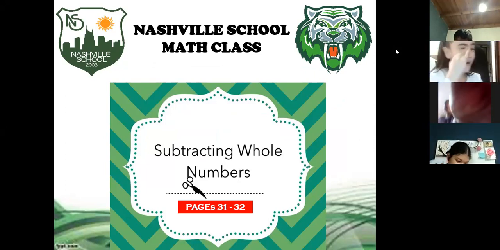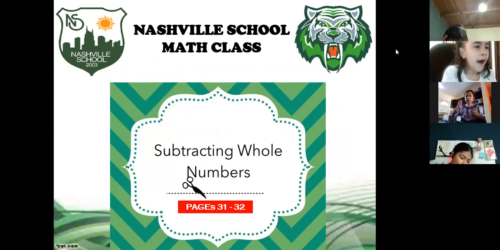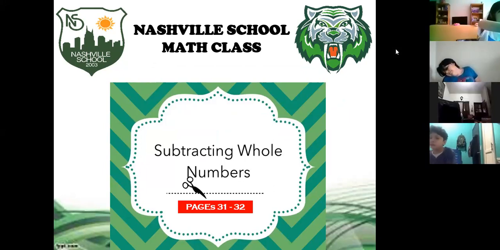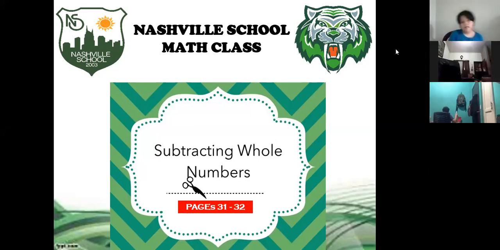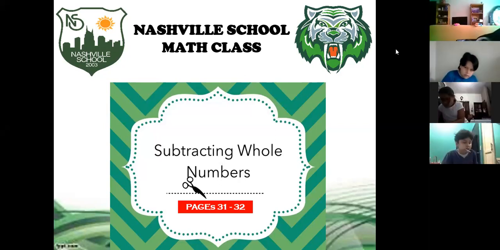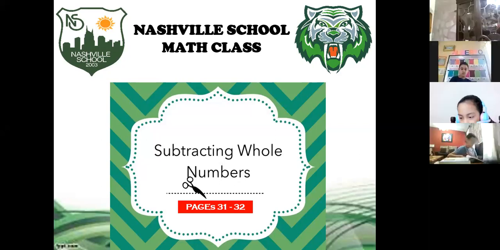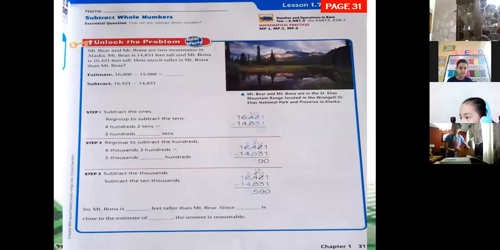We need to know and remember the place value chart. If you remember, we said it, the value of each digit according to its position. If they are ones, tens, hundreds, thousands, 10,000s, 100,000s, and then we have the millions. Do you remember that? We studied the place value chart. So we need to remember that too when we are subtracting.